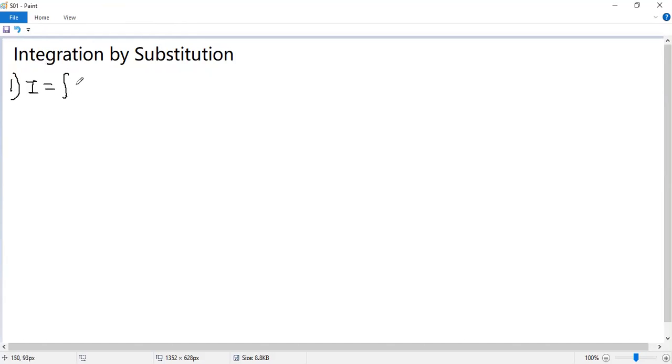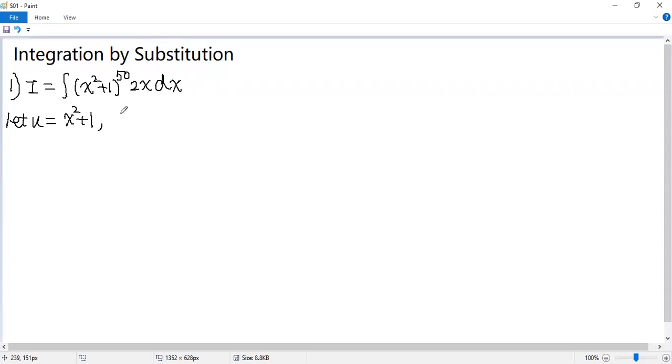I equals the indefinite integral of (x squared plus 1) to the power of 50 times 2x dx. It is difficult for us to figure out the antiderivative because the integrand contains a composite function. To simplify the integrand, we can replace the inside function x squared plus 1 by a single variable u. So let u equals x squared plus 1.